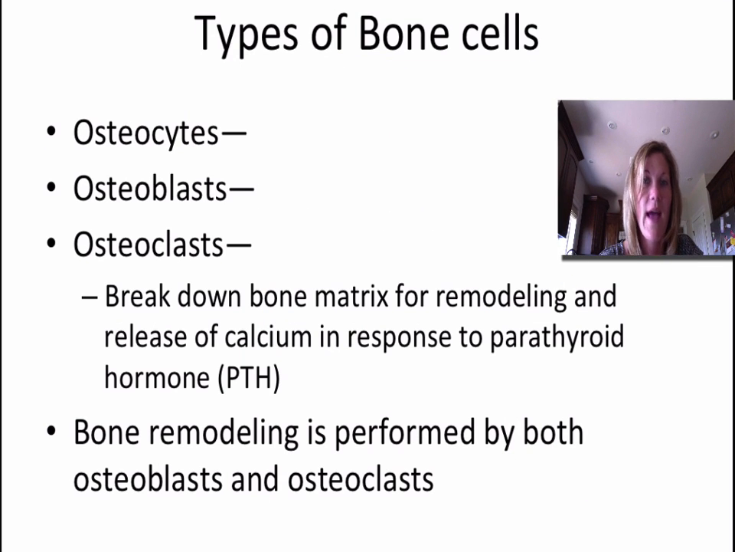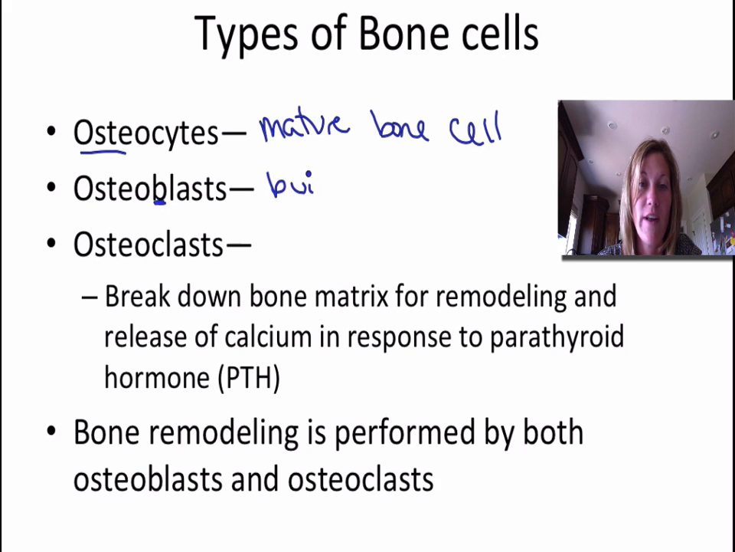Okay, so let's go ahead and talk about the different types of bone cells. I think in another video we talked about osteocytes, but an osteocyte is a mature bone cell. And then osteoblast, I always think B for building. Osteoblasts are going to be building bone, or bone-forming cells, and then osteoclasts are going to be breaking down bone, or bone-destroying cells.